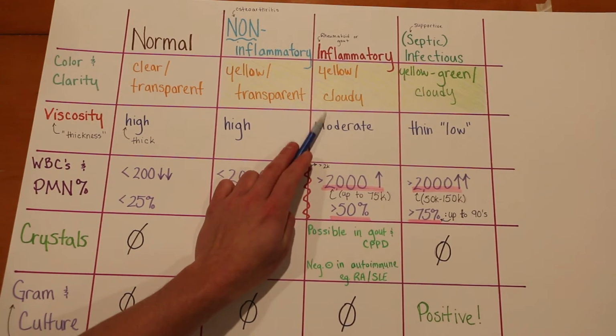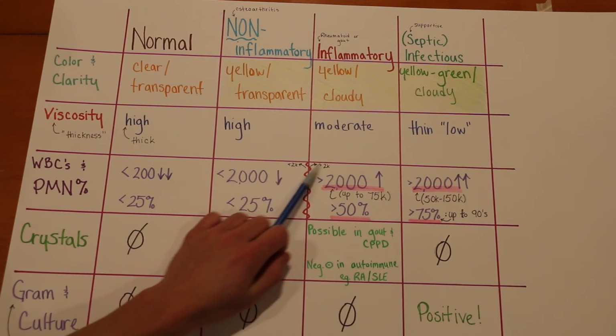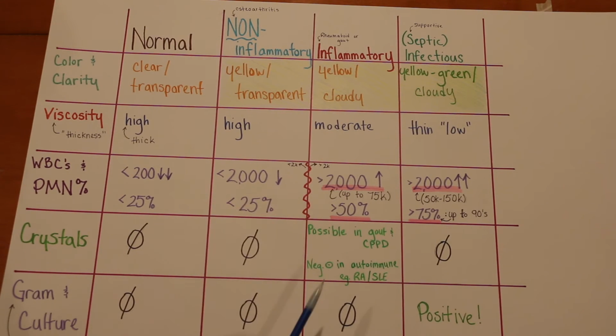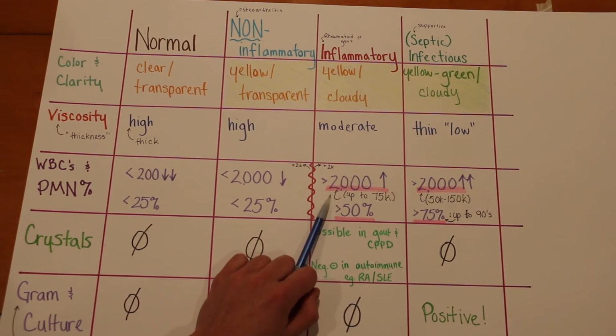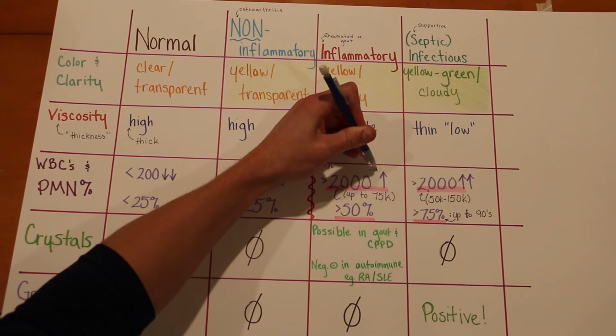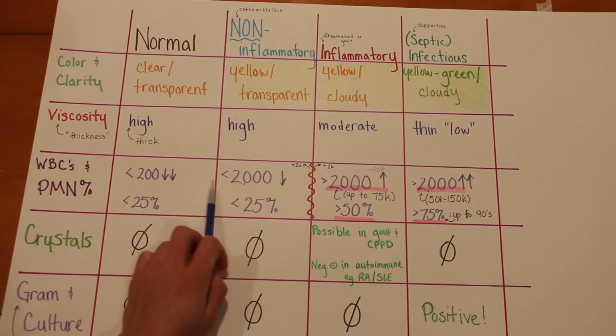due to exudative processes and high protein and cell burden. There is a medium viscosity due to this exudative process and more total fluid. Overall, the joint can be swollen. The key here is white blood cells are over 2,000. They will be over 2,000 in either an inflammatory or an infectious septic arthritis. In contrast, a normal or non-inflammatory joint will have less than 2,000 cells.